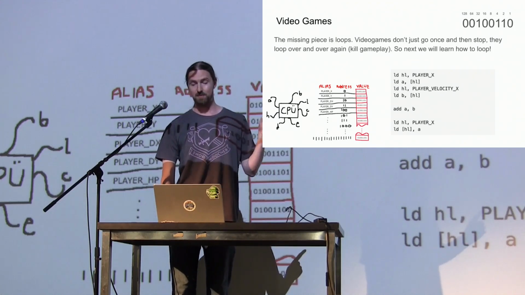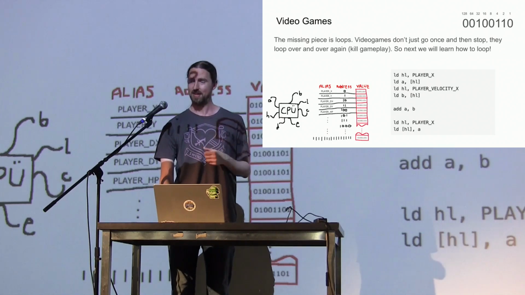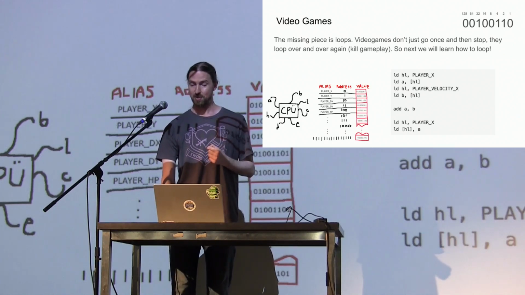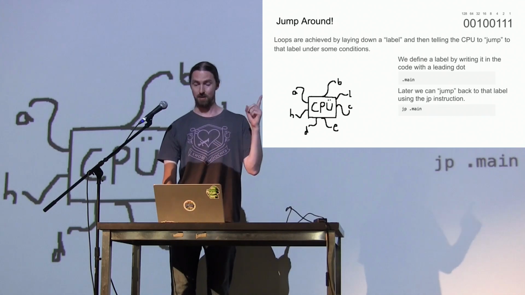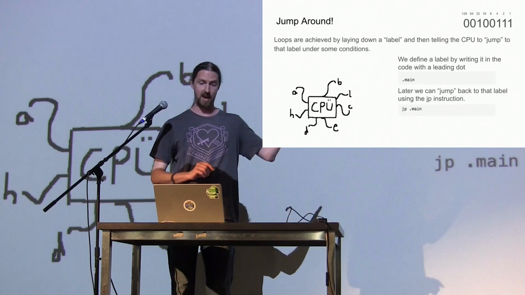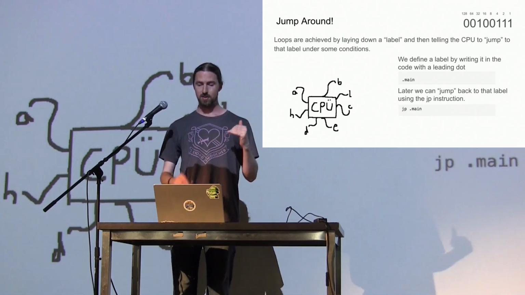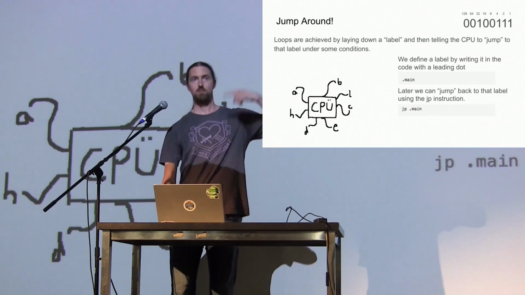And the missing piece for video games is loops. Video games don't just go once and then stop. They loop over and over and over. So next, we will learn how to loop jumps. Loops are achieved by laying down a label in your code. So you write something like .main. That's just a label. And then later on in the code, you'll use the jump instruction, JP, to jump back.